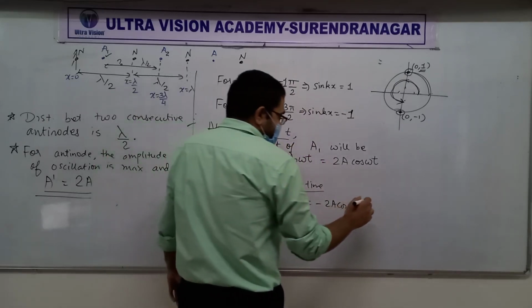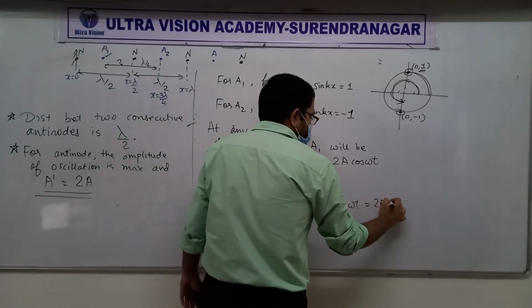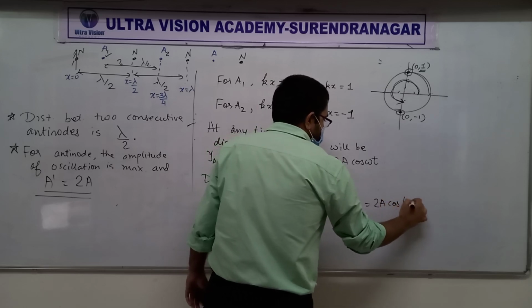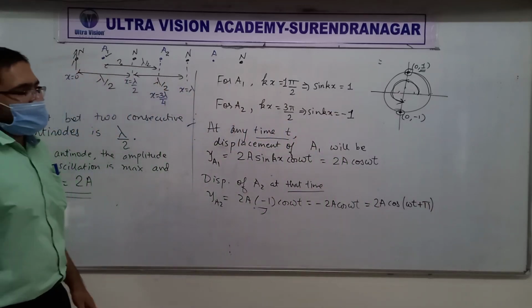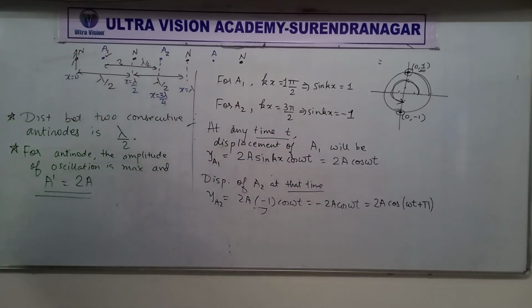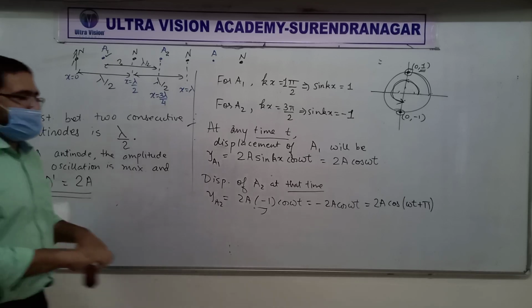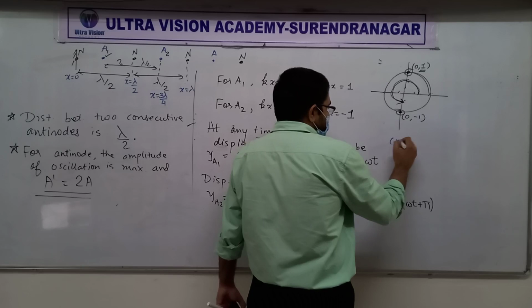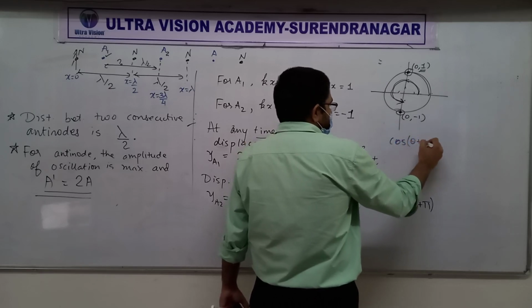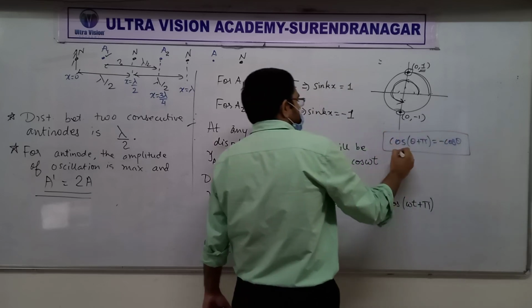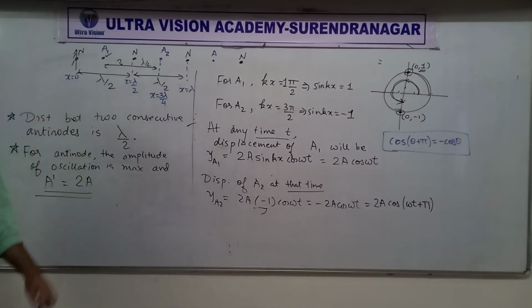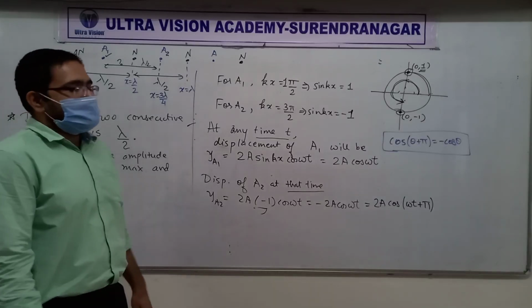I can write this as this. Basically, I have used a trigonometry formula. Just give me one second. I lost my pen. Yeah, here it is. So the formula is as follows. We have mentioned it earlier, this is just a repeat. Cos theta plus phi is minus cos theta.